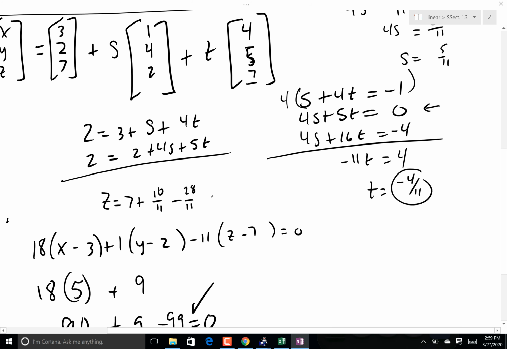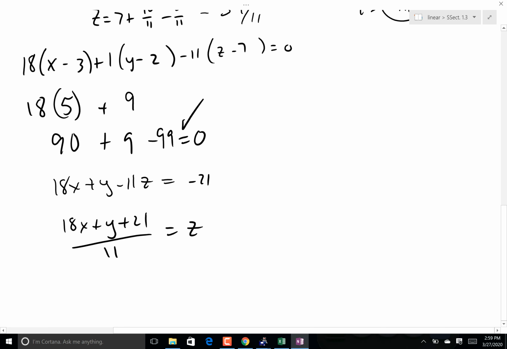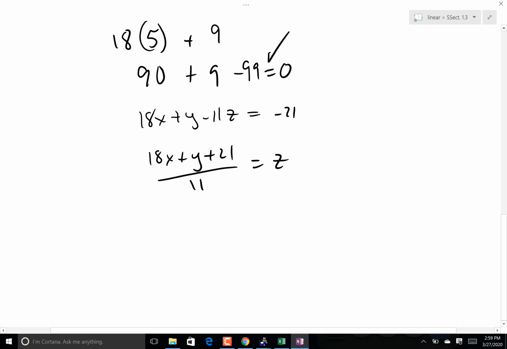Yeah, 59 11ths. Cool. By the way, down here, I could have just plugged in what values did I use for x and y, for 1 and 2. I could have just plugged 1 and 2 in there. I'd have 18 plus 2 plus 21 over 11, it's 20, it's 41 11ths.